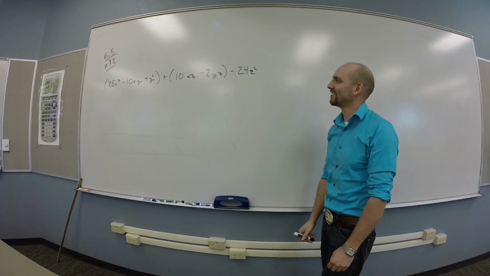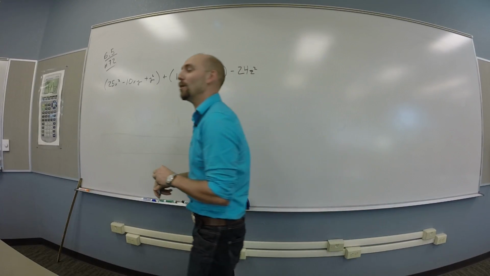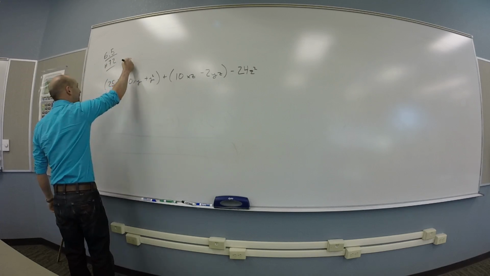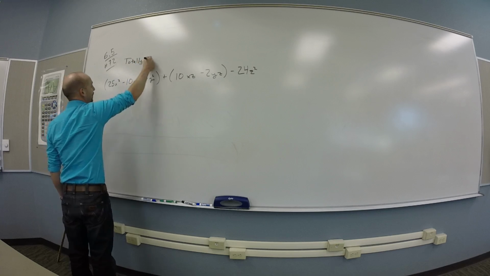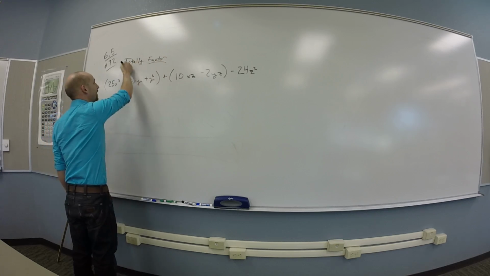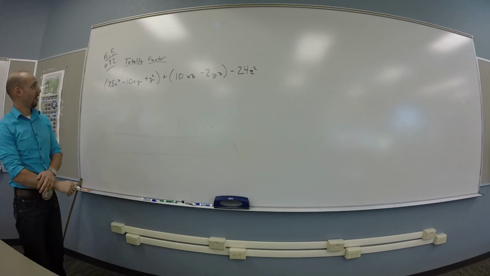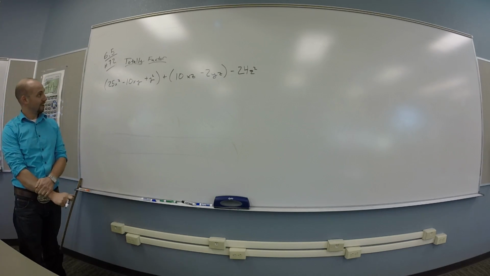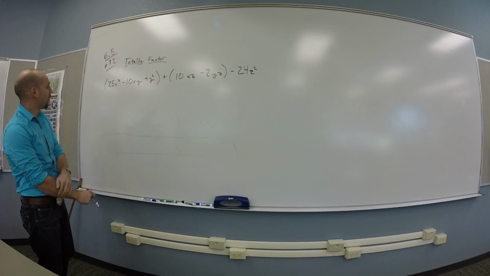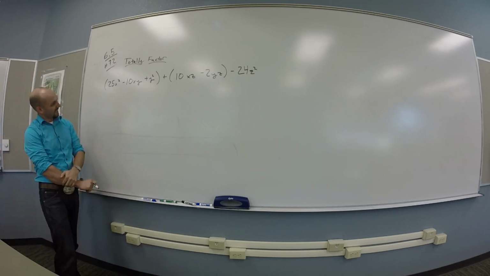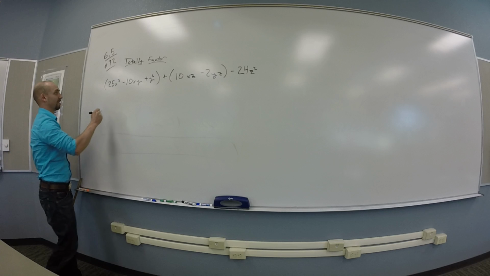For section 6.5, number 72, we would like to totally factor. I suppose they've already kind of grouped things for us, so maybe we should try to factor as much as we can in those. So what's this guy? 5x minus y squared.